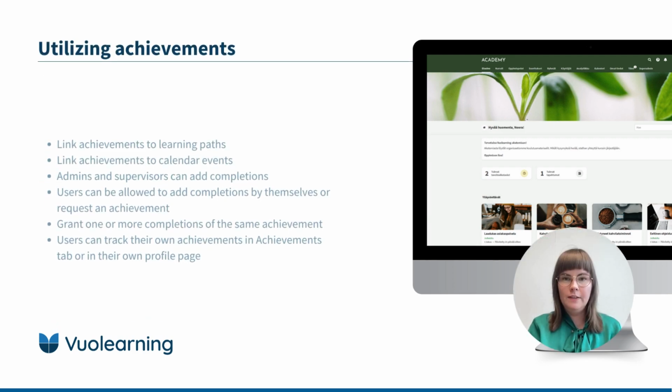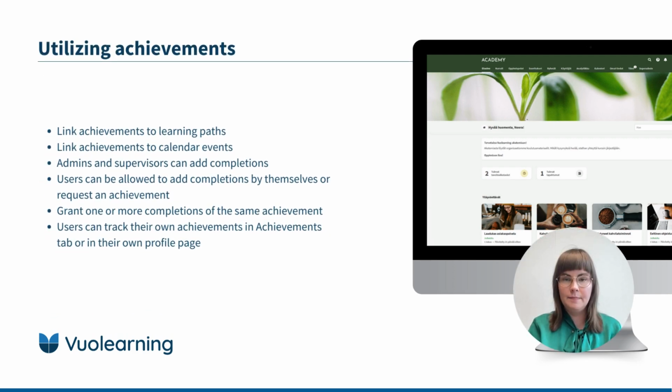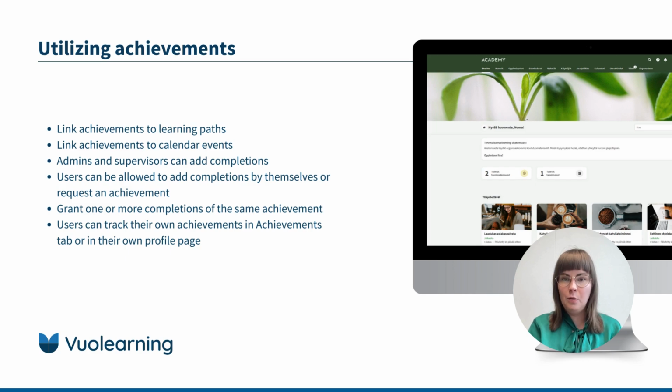You can link the achievements as steps in the learning paths. This way, the users in the path will automatically be added to the achievement. The completion will have to be added by the admin or the users themselves.